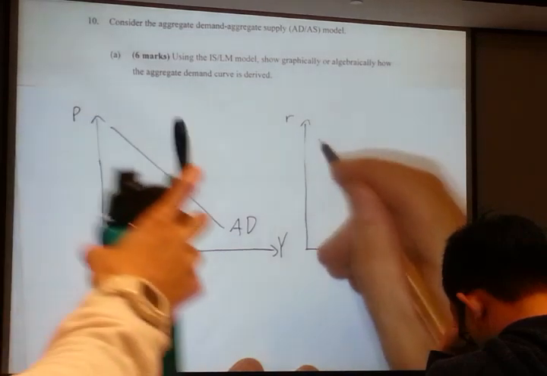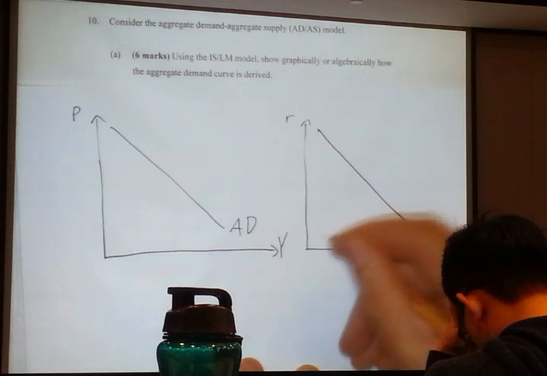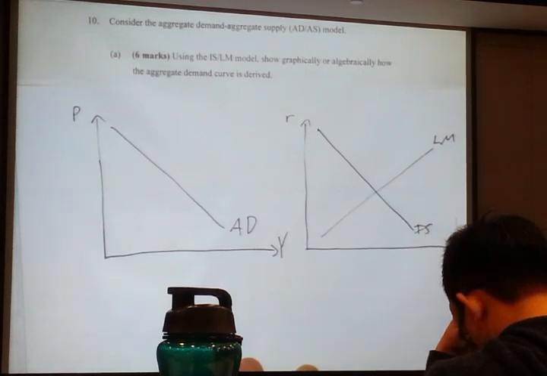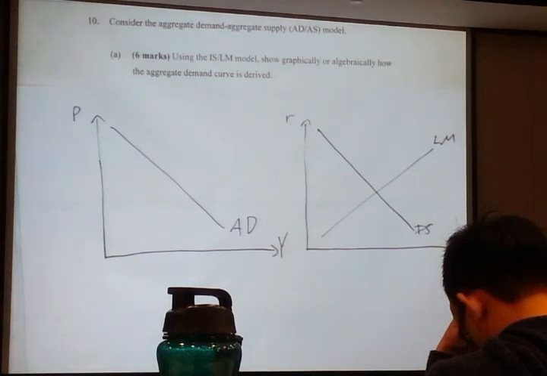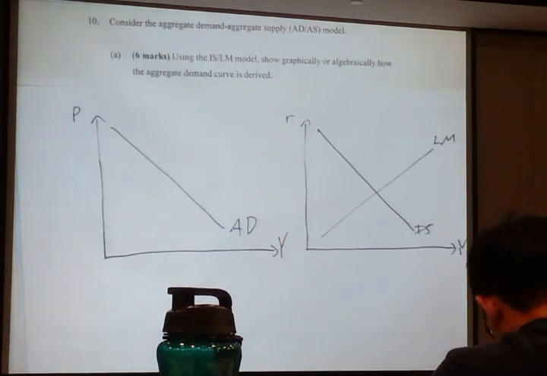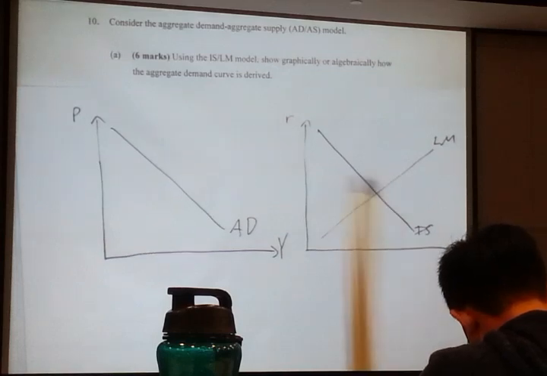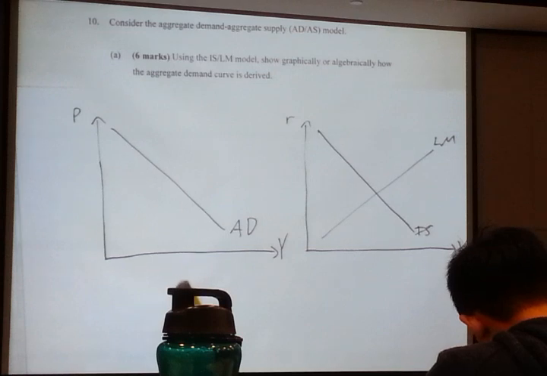Well, you are told to derive it from the IS-LM model. So, IS-LM, relationship between interest rates and output. The LM curve represents the money market. The IS curve represents the goods market. How is this useful in explaining why aggregate demand is downward sloping?